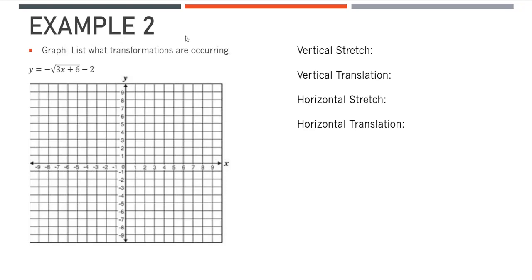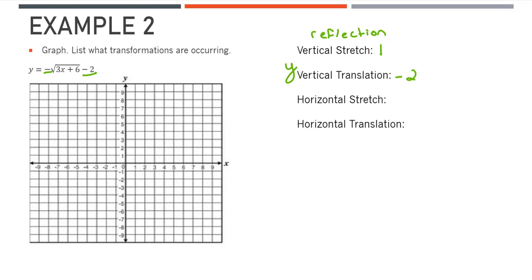Finally, we have example 2, graph, listing what transformations are occurring. So I go to actually do, I've got something different here. I've got a reflection actually. So a vertical stretch of 1, but we actually have a reflection with that at the same time. And that's actually it for our y value. It's just reflected. Oh, sorry, no it's not. We've got a -2 here, a vertical stretch of -2.